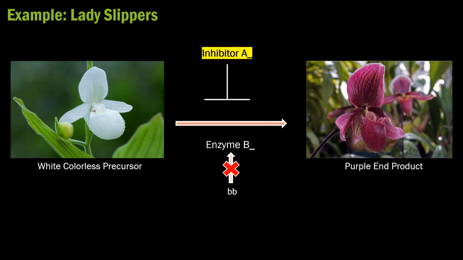If the A allele is homozygous recessive, it can still bloom as the colorless white precursor if the B locus is also homozygous recessive. If the offspring has homozygous recessive A alleles and at least one dominant B allele, it will bloom purple and result in the end product that we see here. We now know that A is epistatic to B in dominant and recessive epistasis.